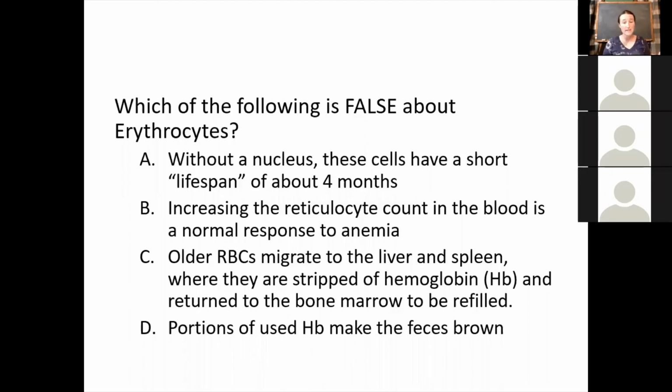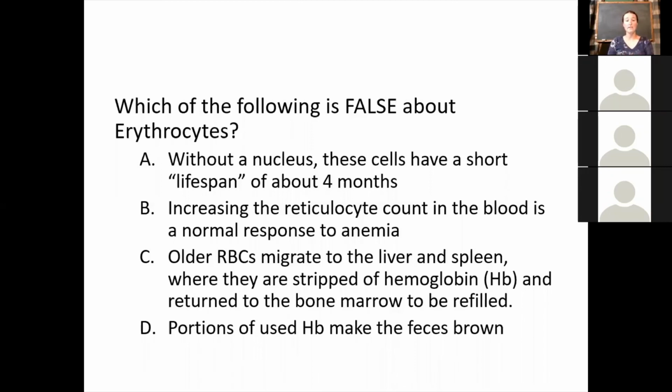Without a nucleus, these cells have a short lifespan of about 4 months, right? That is true, right? They're anucleate, they can't repair themselves. Increasing the reticulocyte count, so the immature red blood cell count in the blood, is a normal response to anemia. This is also true, right? So if you are anemic, you have hypoxia, you need to make more red blood cells. Okay, so that is also true.